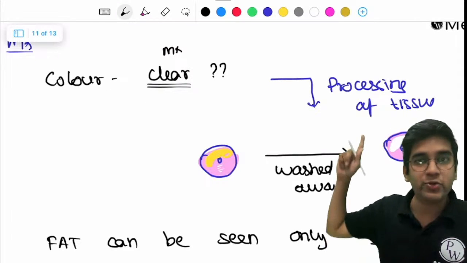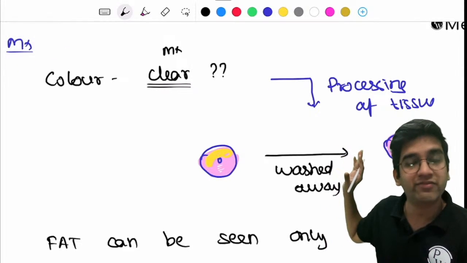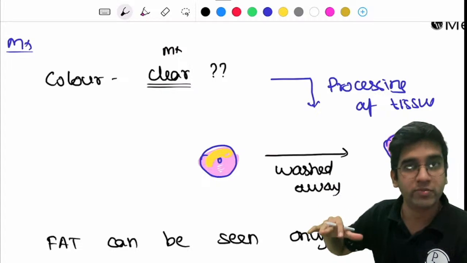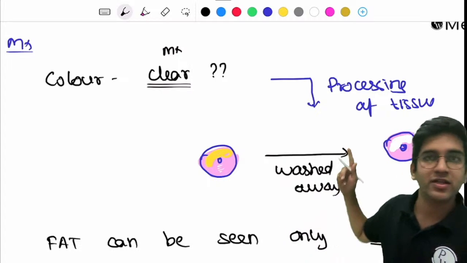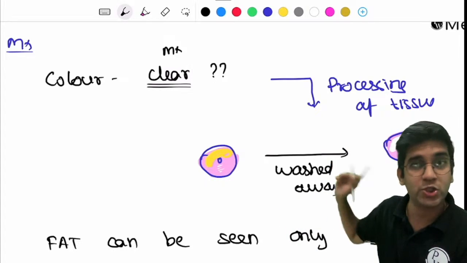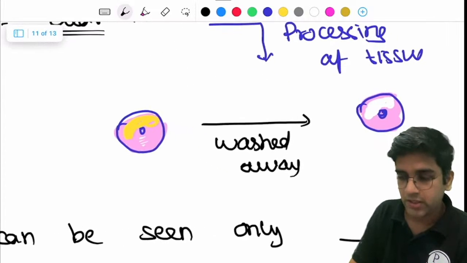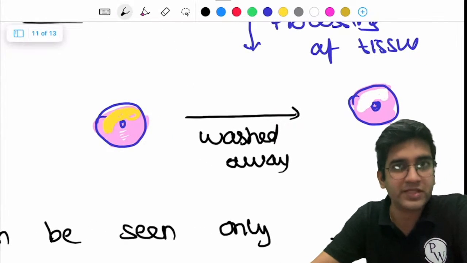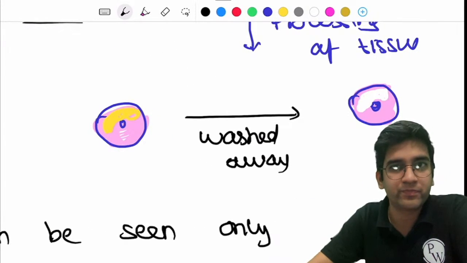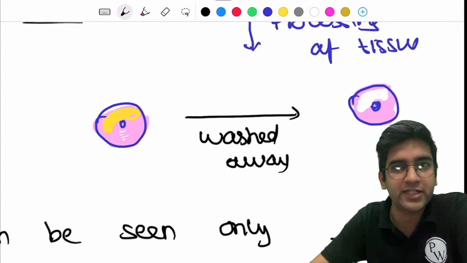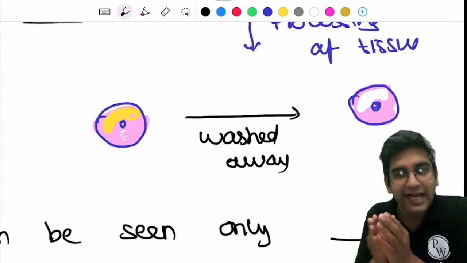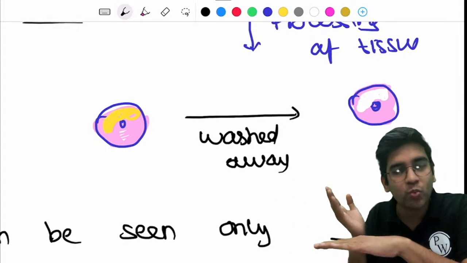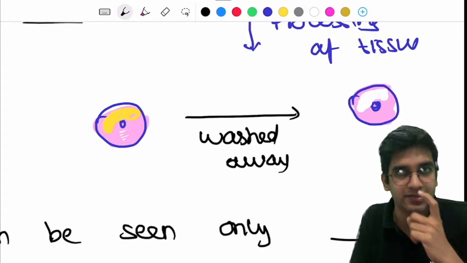It's washed away during processing of tissue. This will come in a viva, but it's not there in the Robbins. They have removed it. I don't know why they have removed it, but it is a very important viva question. Do remember it. So what happens is you must have seen microscopic slides. They are thick or thin? Very, very thin sections, right? Which means I have to cut my skin at 1 or 2 micron thickness.